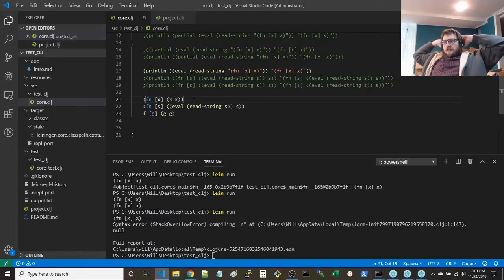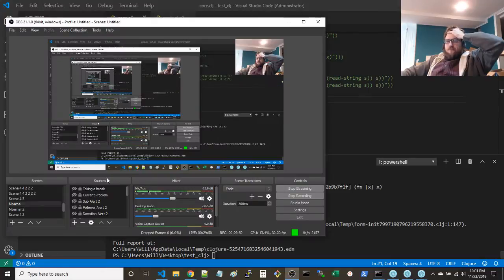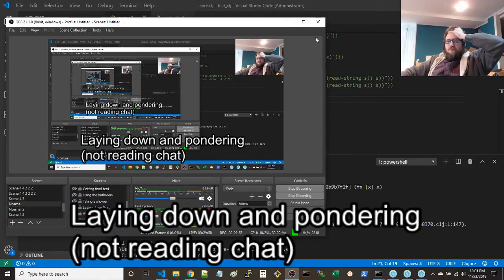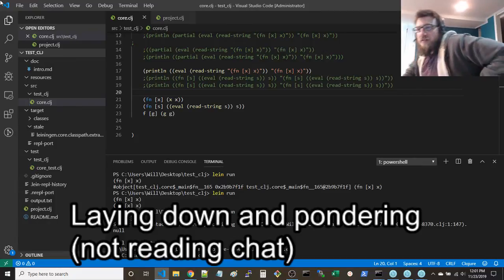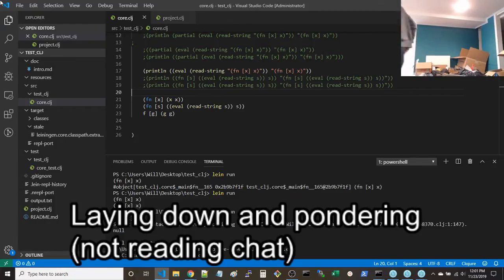Let me go lie down for a few minutes here and ponder this question. The idea is, okay, call this x with an x. That's kind of what the one below it is doing. So yeah, it was a self-replicator. It's just in string form.